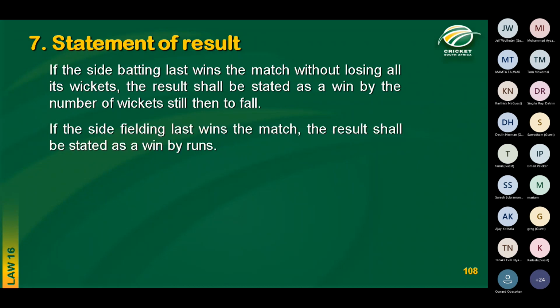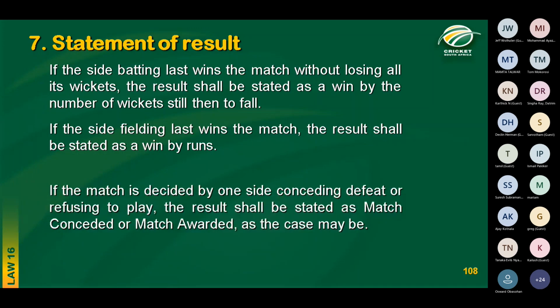If the side fielding last wins the game, the result shall then be stated as a win by runs. So side B had to score 200 to win. Side A dismissed them in their second innings for 150. So side A will win the game by 50 runs. Earlier we spoke about if there's a refusal to play or a side conceding defeat, how will that result be stated? The result will then be stated as match conceded or match awarded, as the case may be.